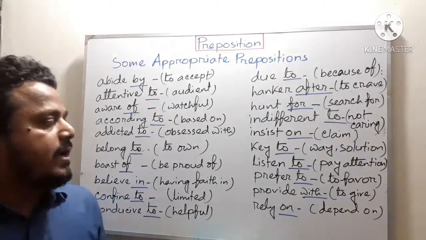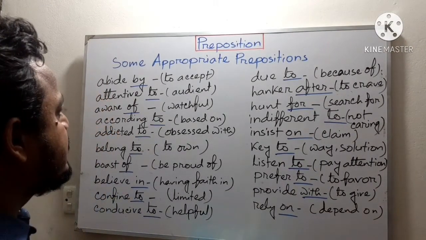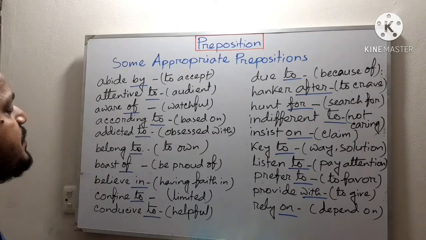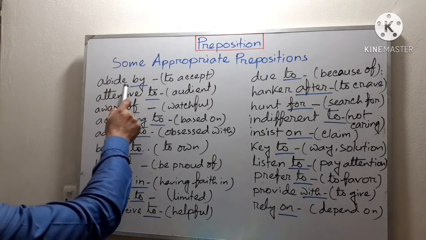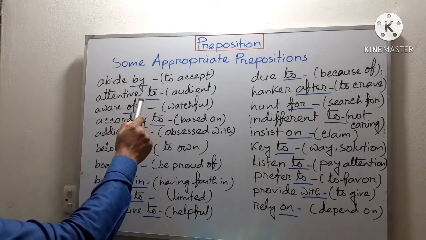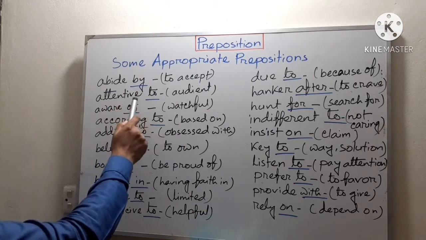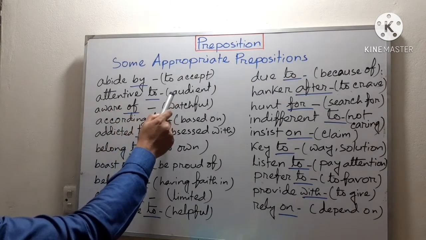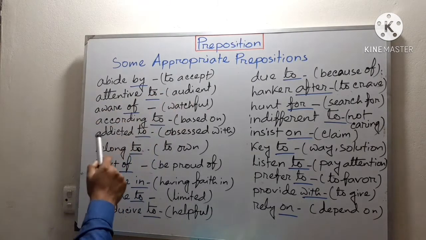And now look at the board. You can see some important appropriate prepositions. At first, abide by. The word abide is followed by the preposition by to mean to accept or to follow something.